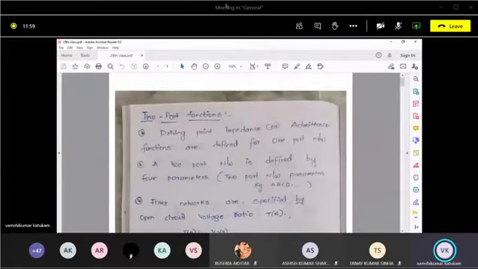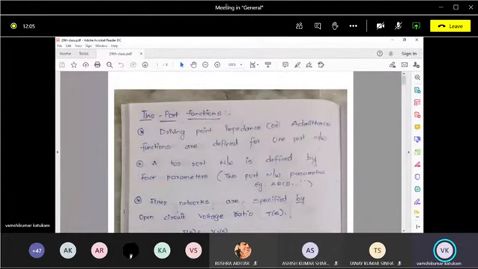Next topic in our course is two-port functions. So we are studying the fourth module, right? We have completed some topics in the fourth module, and this is our next topic. It is two-port functions.